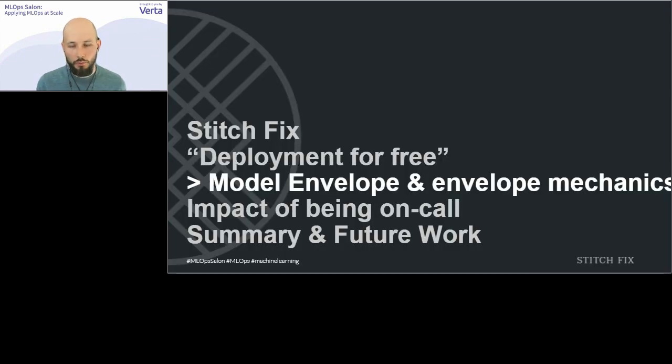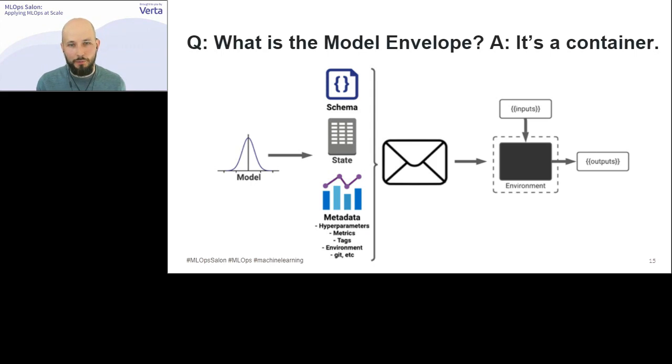So what is the model envelope and what are the mechanics behind it? In short, the model envelope is a container. That's the metaphor we're going for. Specifically, given a model, we take a few things about it. One is the schema: what are the inputs and outputs that a model needs? Then, what is the state of the model? So we serialize a bunch of bytes. And then we also stick into an envelope a bunch of metadata, like hyperparameters, metrics, tags, environment, git information, etc.